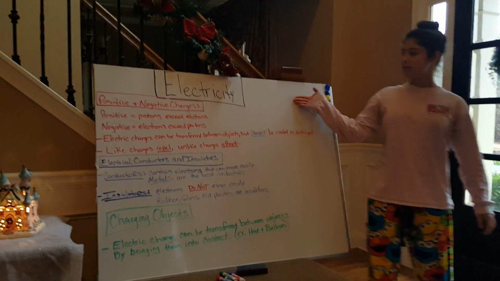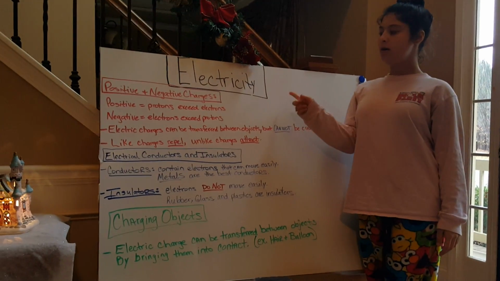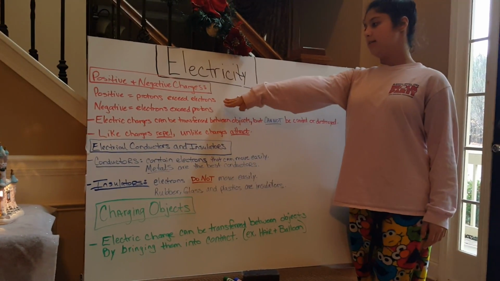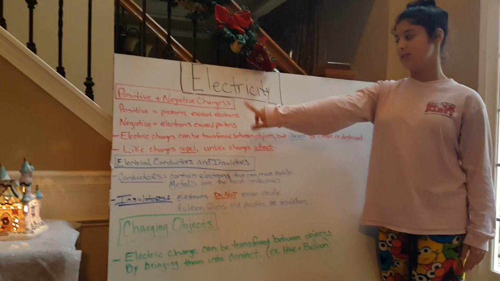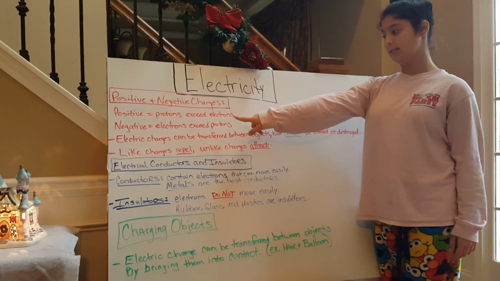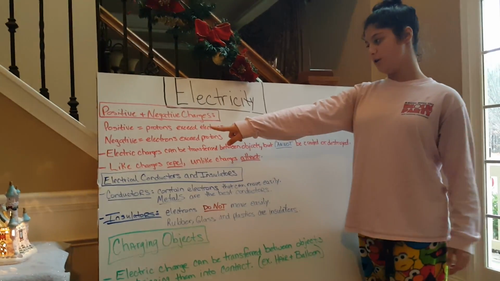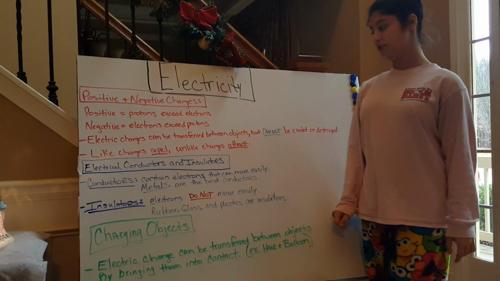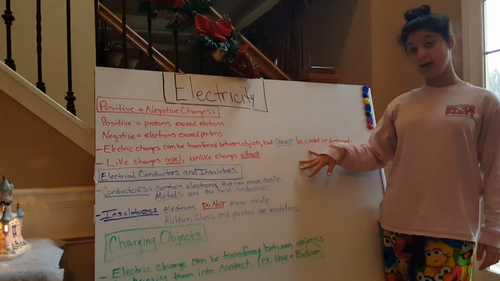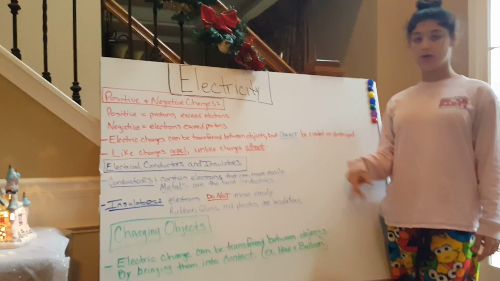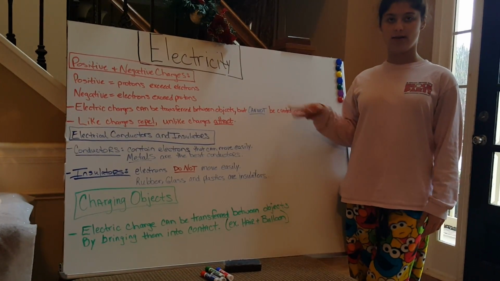So, first thing that we're going to talk about is the positive and negative charges. The protons exceed electrons, so that is going to be your positive charge. Your negative charge is going to be your electrons exceeding your protons, and your electric charges can be transferred between objects but cannot be created or destroyed. We did talk about that in another video.